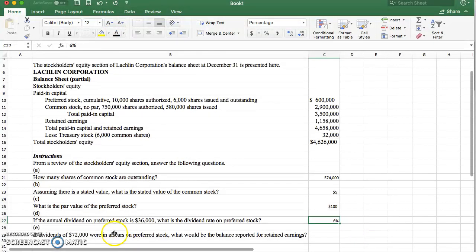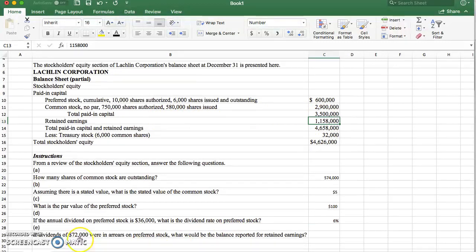Part E, if dividends of 72,000 were in arrears on preferred stock, what would be the balance reported for retained earnings? This question's a little tricky just because you would think that you would take the retained earnings of 1,158,000 and subtract the 72,000, but the reason why we won't do that is because these are in arrears, and dividends are only subtracted and only affect the retained earnings section if they've been declared. And when stock is in arrears, it hasn't been declared yet.